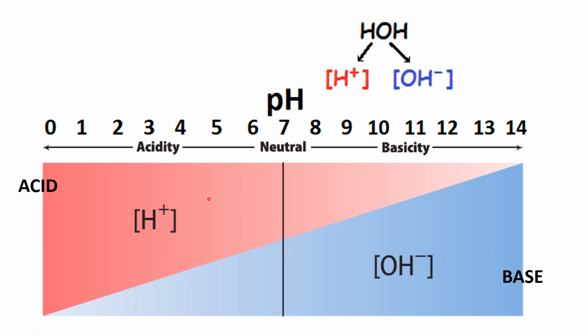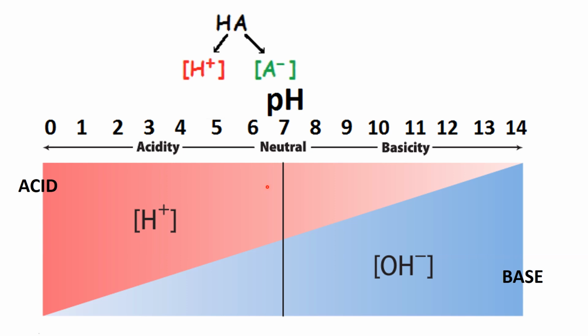Now, as we move over to the left side, the number of H's increases. This is because we have added an acid of some kind. Now, an acid, which I have represented up here as HA, dissociates into an H ion, a hydrogen ion, and some generic anion, whatever that happens to be. And as we add H, the amount of H increases. You can see the red here is getting larger. The amount of OH decreases.